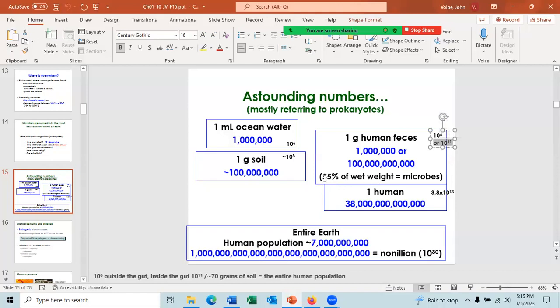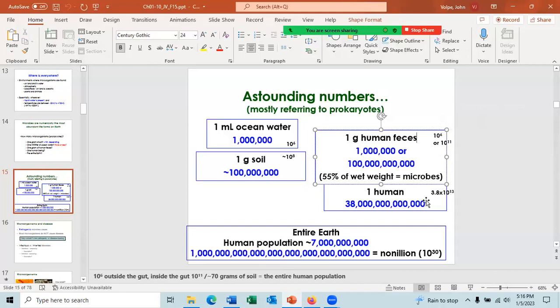And that will be 55% of the weight of the feces, meaning that's over half the weight. Now, that would vary on how dry the feces are. If somebody goes to the bathroom in the desert and you look at the feces after it's dried out, it's going to be much less than that. The low number there is about 10 to the 6. That's after it's dried out.